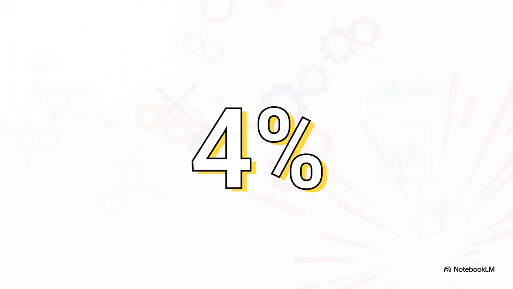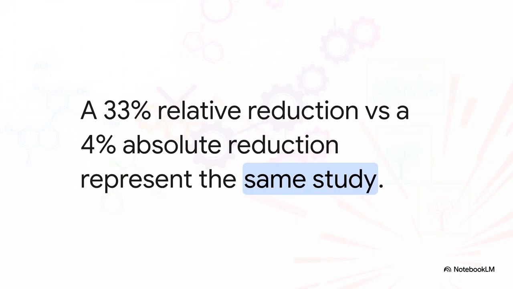But hold on, I want you to immediately contrast that with this number right here, 4%. This represents the absolute risk reduction. It is literally just the raw mathematical difference between the 12% who had events on the old drug and the 8% who had events on the new drug. 12 minus 8 equals 4. Let's shift our focus to what this actually means for you and your patients. These two starkly different numbers, a 33% relative reduction and a 4% absolute reduction, represent the exact same clinical study.